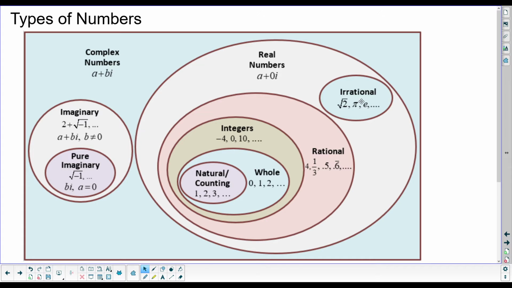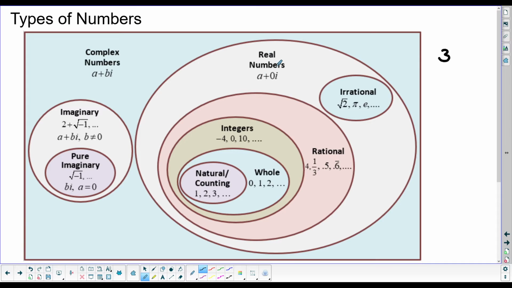They can be broken down into irrational numbers and rational numbers. And those rational numbers represent all the integers, and the integers include all the whole numbers, and the whole numbers include all the natural numbers. So if I look at, for example, the number 3, well, 3 is a natural number, which is also included in the whole numbers, integers, the rationals, and the real numbers, okay?